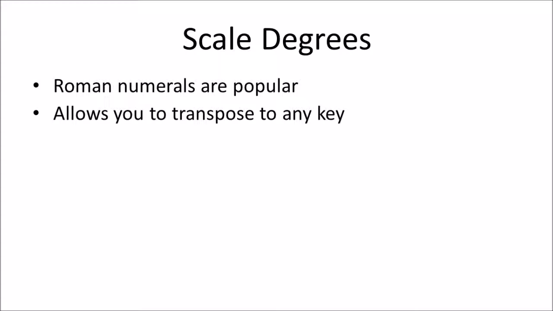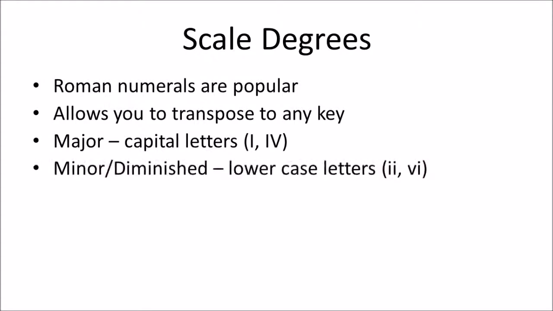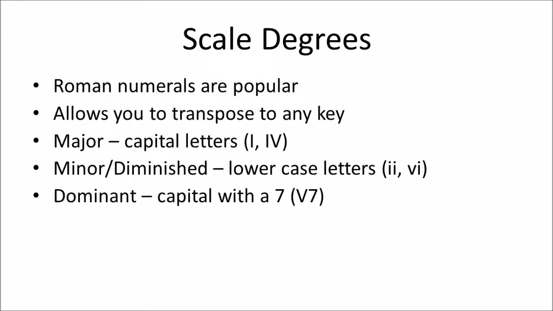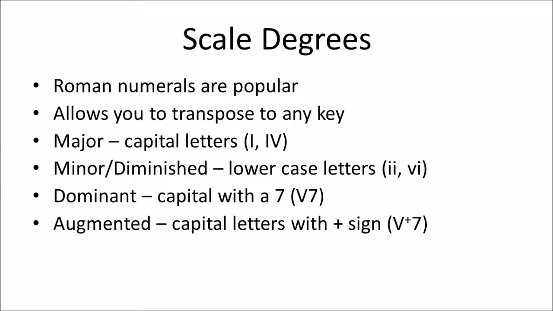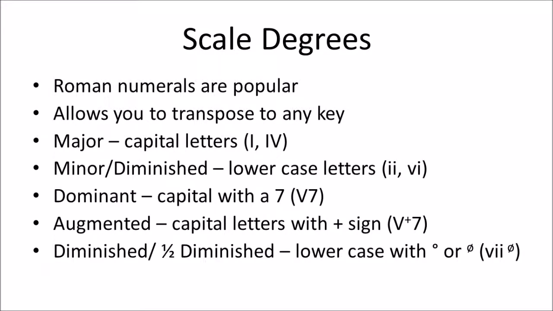So as far as these Roman numerals go, the major chords are going to be capital letters. The minor chords are lowercase letters. Dominant chords will be capital, but they'll have a 7th after them, usually a V7 sign. Augmented chords are going to be capital, but they'll have a plus sign after them. And the diminished and half diminished chords are lowercase with a circle or the circle with a line through it, depending on which one it is.